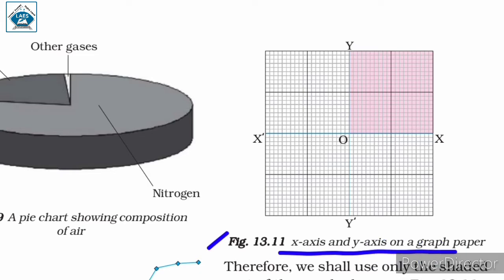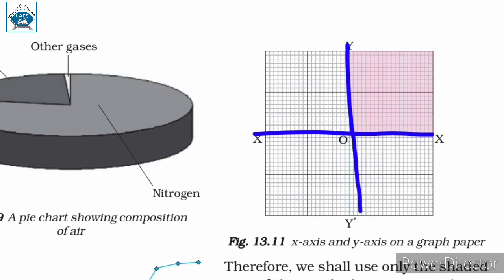So first of all, you need to take a sheet of graph paper and draw two lines that are perpendicular to each other, just like it is shown in the figure. So this is the horizontal line. This is marked as X, O, X dash. And here we have the vertical line which is marked as Y, O, Y dash. Now these two lines intersect at the point O, where these two lines intersect, the point is known as the origin.